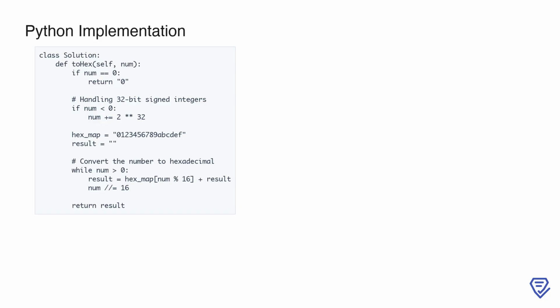The conversion process begins by repeatedly dividing the number by 16 and prepending the corresponding hexadecimal digit to the result string. The remainder from the division, number % 16, determines the digit to be used, and number //= 16 reduces the number for the next iteration. This continues until the number becomes 0, ensuring that all hexadecimal digits have been generated. Finally, once all digits have been processed, the result string contains the hexadecimal representation of the input number, which is returned as the output. This approach ensures correctness for all valid inputs, including edge cases like the smallest 32-bit integer, -2 to the power of 31.